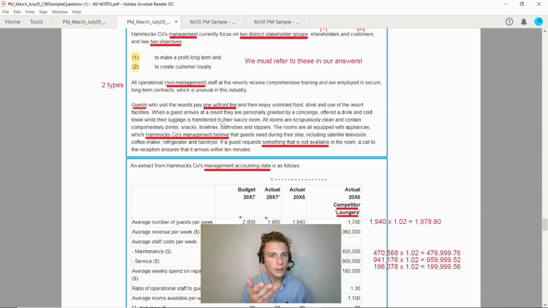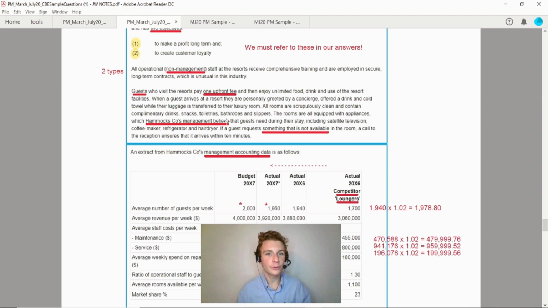So we've got on here all operational non-management staff. It sounded to me like they've got two types: management and non-management. Maybe that's something we can refer to in our discussion points. So the non-management staff at the resorts receive comprehensive training and are employed in secure long-term contracts, which is unusual in this industry. Okay, so if I'm thinking long-term contracts, they're nailed down. Well, would you not agree that that is a fixed cost that they're going to have to pay each month? So try and read between the lines as to what the marker is trying to get you to understand in the requirement.